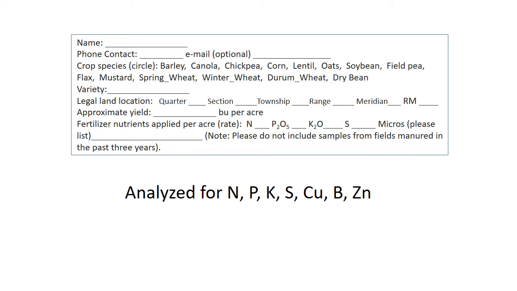When we collected the seed, we were collecting information on the variety, as well as the legal land location, the yield, and the nutrients applied per acre. We were avoiding any fields that might give us anomalous results, for instance, fields manured in the past 3 years. The seed samples were sent to the U of S, and we analyzed them for N, P, K, S as well as micronutrients, copper, boron, and zinc.